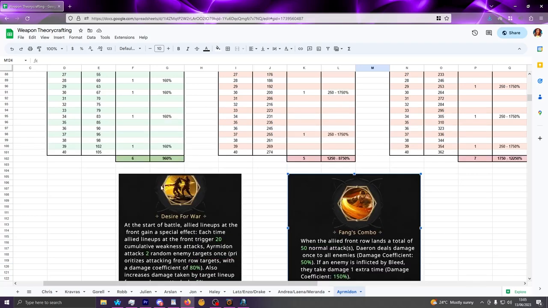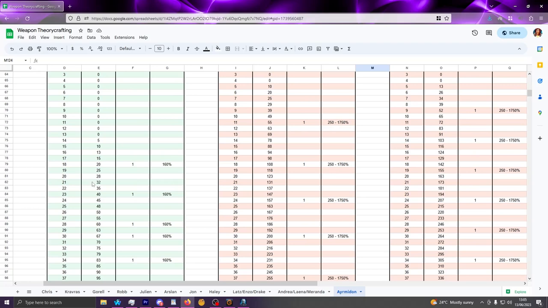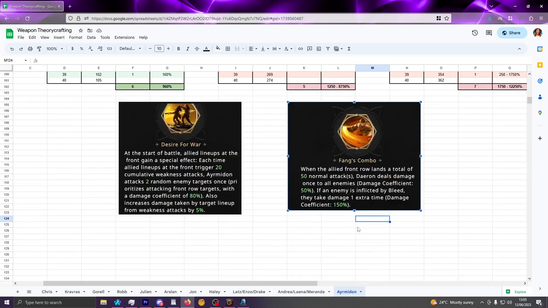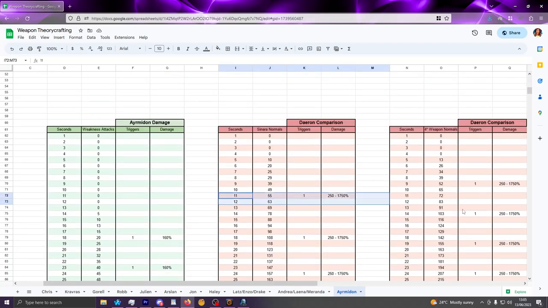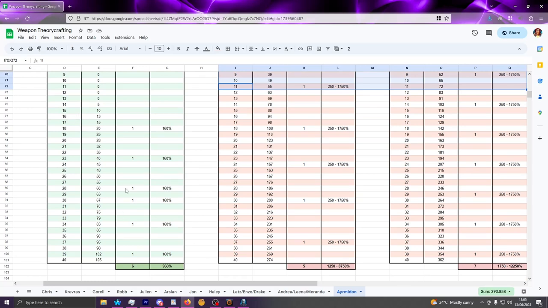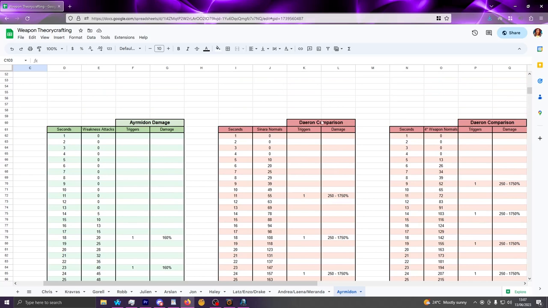That's already more than Ayrmidon across an entire fight here, and it will practically be even more because you're getting these first procs much earlier whilst you have a lot more troops alive compared to Ayrmidon procing later and later. And you can really see how the top end Daeron's damage just absolutely dwarfs Ayrmidon's. So on this middle column, it's going off Sonara with no weapon here. And on the right hand side is with Sonara with 4-star weapon.